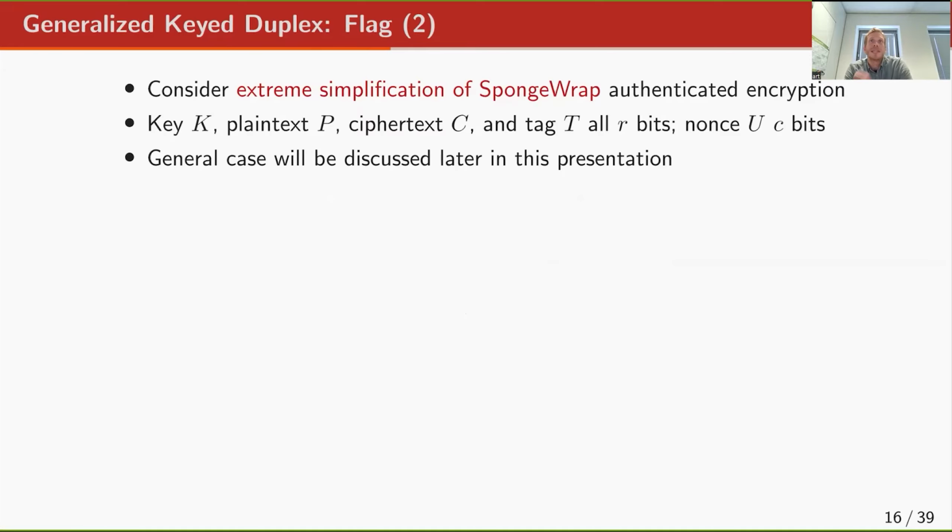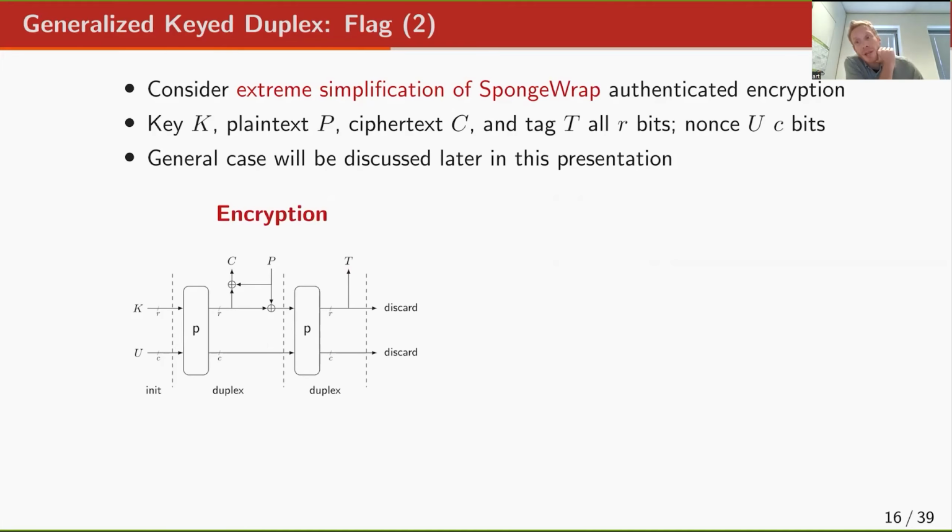We take the simplest authenticated encryption. We have a key of R bits, we have a plain text of R bits, we have a ciphertext of R bits, and we have a tag of R bits. And we have a nonce U of C bits. Why do I take nonce U? The U stands for unique. I could have taken nonce N, but N is already the time complexity. So I take nonce U for unique. Everything is R bits for the rest, nonce U is C bits. And then this is my authenticated encryption scheme.